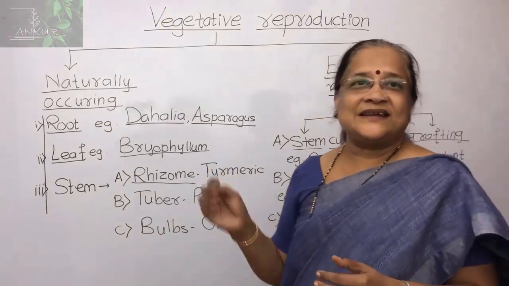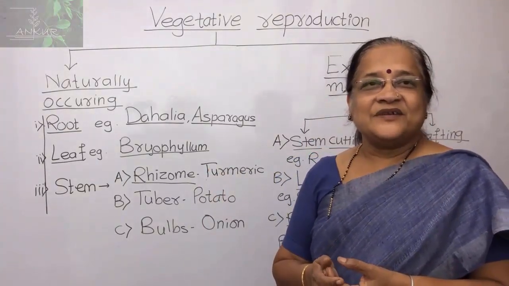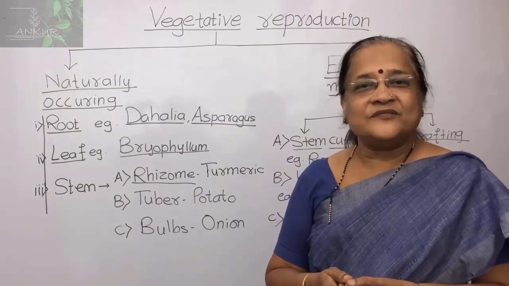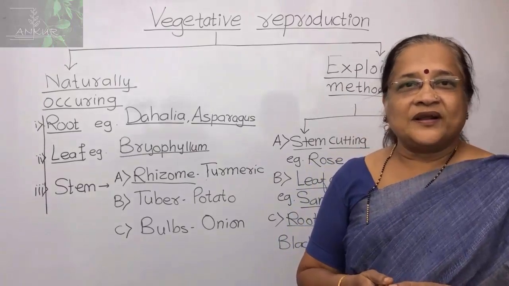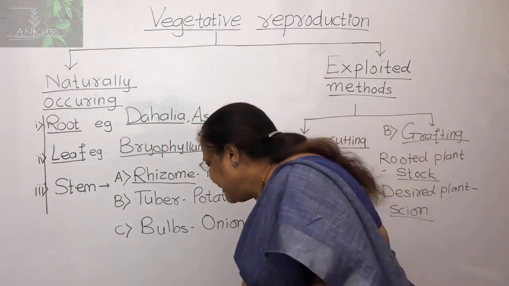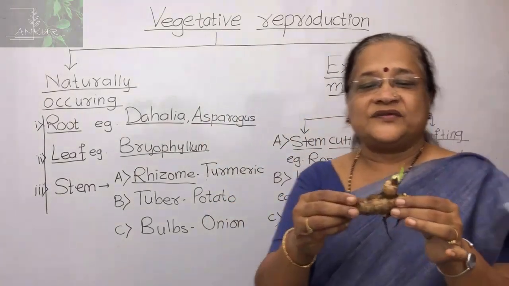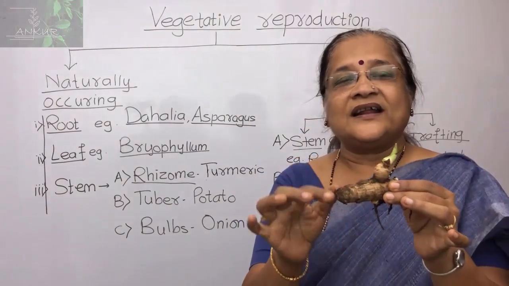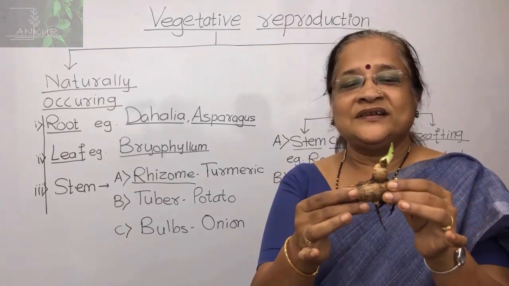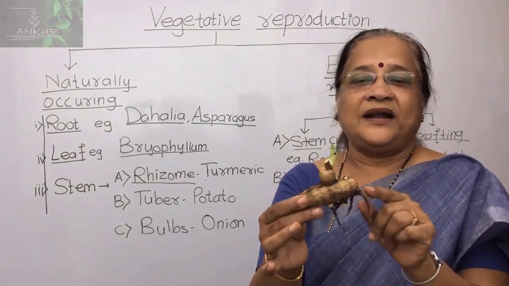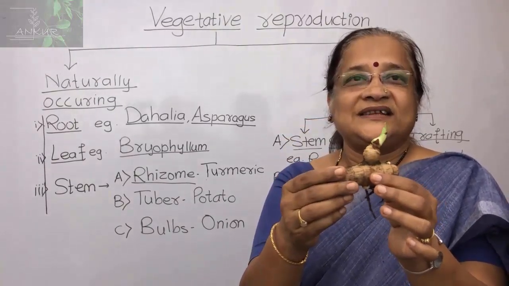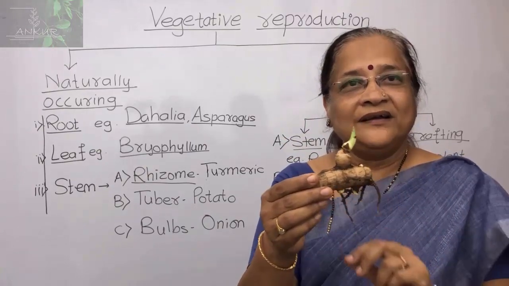The next one is the stem. The stem is a part in which you get various modifications, and these modified stems can be used for propagation. The first example is turmeric, which is a modified stem that we call a rhizome. This is the underground modified part of the stem on which you get nodes and internodes, and from the youngest part of that plant you can see a very small structure arising, which is the future plant of the turmeric.